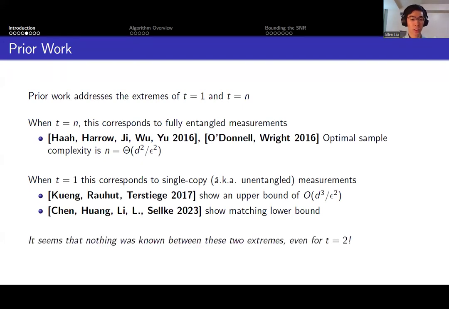However, even though we understand the extremes of t equals 1 and t equals n, it seems that nothing was known in between these two extremes, even for t equals 2. So there's literally nothing known in this intermediate regime. While t equals 2 might seem silly, there are actually many natural quantum learning tasks, such as estimating Pauli observables, where t equals 2 is significantly more efficient than t equals 1.